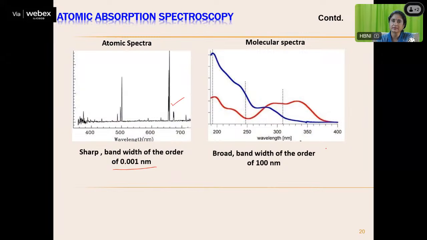Whereas in case of molecular spectra, since we have already seen, the electronic levels are associated with rotational as well as vibrational levels. So these spectra are quite broad, because this is not only for electronic to electronic level, but electronic to many vibrational or rotational levels. So it is a broad spectra.